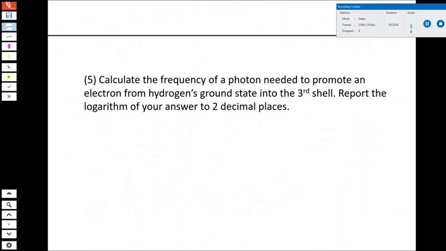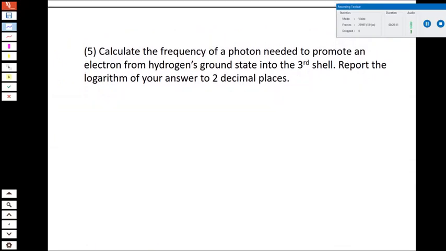Let's go on then. All right, so here we want to know the frequency of a photon needed to promote an electron from hydrogen's ground state into the third shell. So this is the other very common context that these photon relationships come up in, is in the Bohr model and moving electrons around in the hydrogen atom. So we're going from the ground state to the third shell, and we want to figure out what the frequency of that photon is.